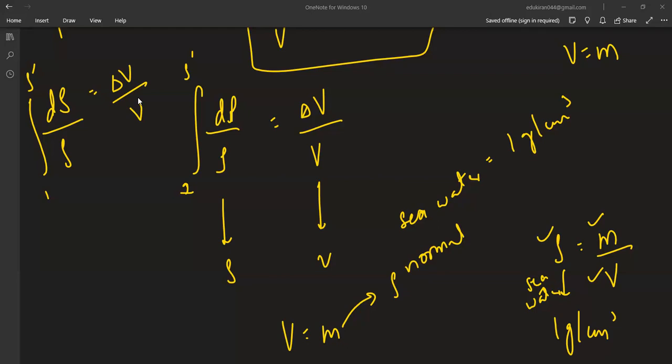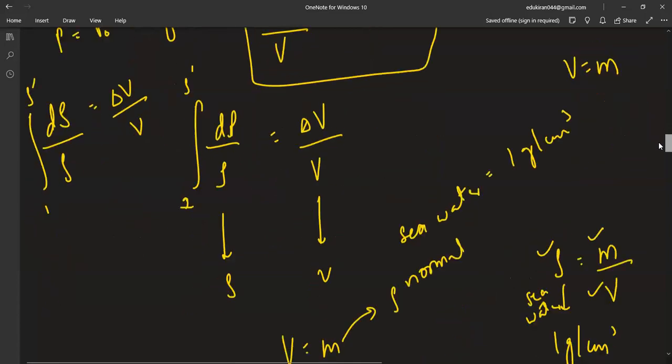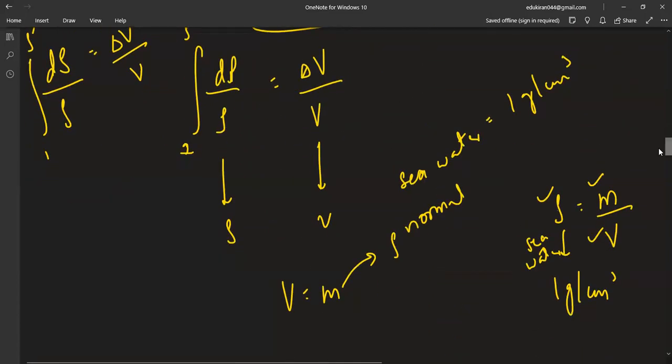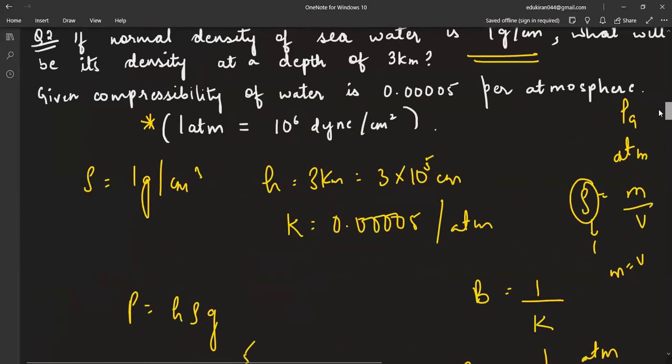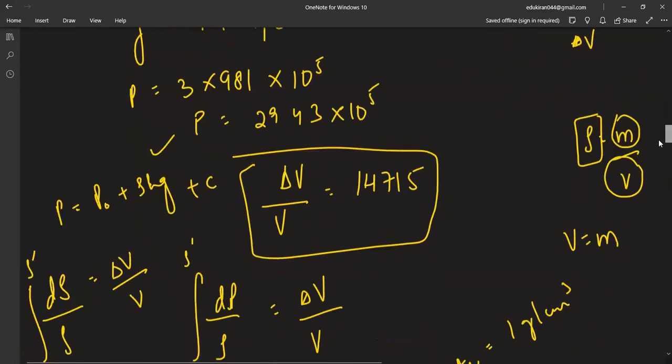So the final answer will be in CGS, right? Gram per centimeter cube. Final answer will be in CGS. Actually, in this you won't get any unit because delta V by V is there. But when you are writing it for density, when you equate it, that will be in gram per centimeter cube only, because we have converted everything into CGS. Because 2 units were given in CGS already. That's why. Answer will be in CGS itself.